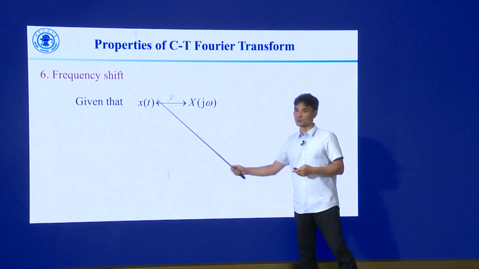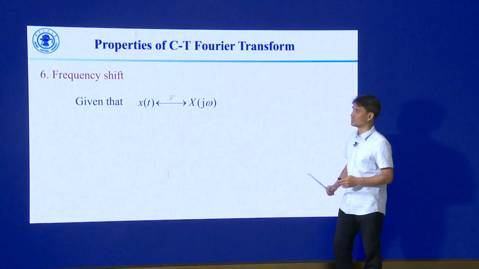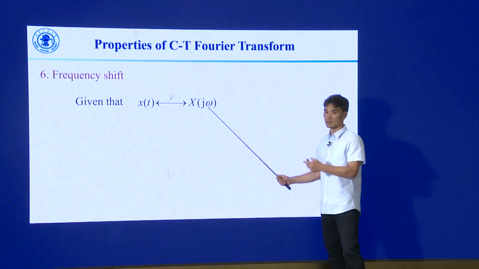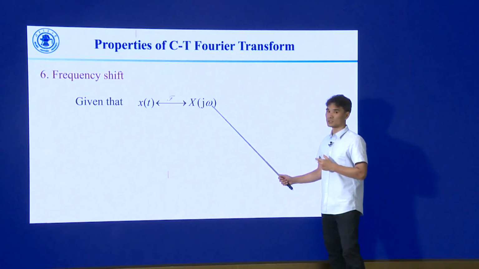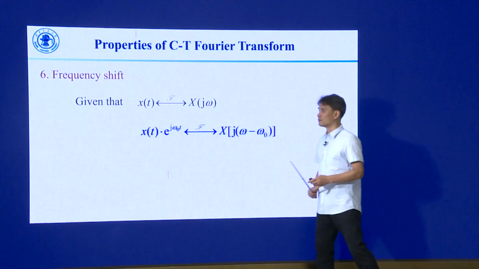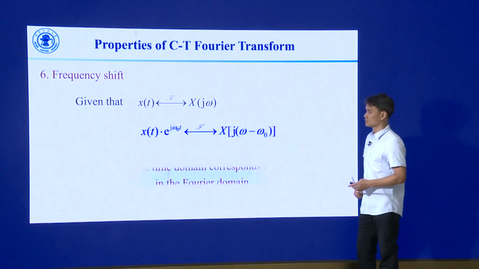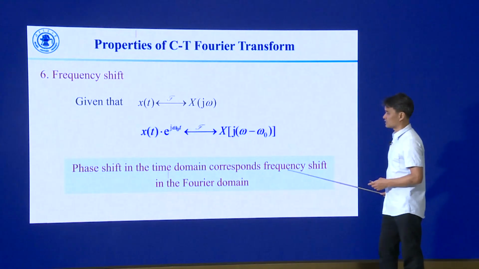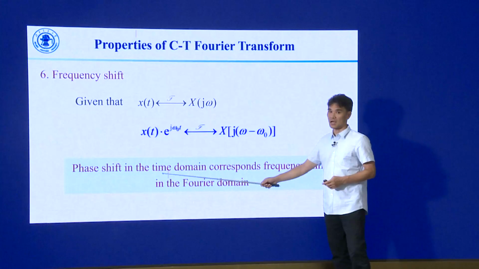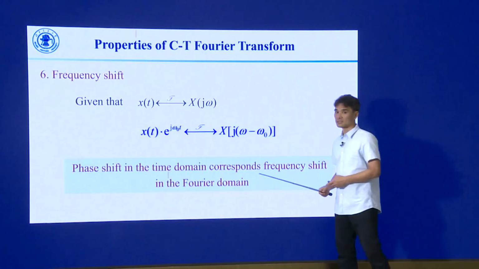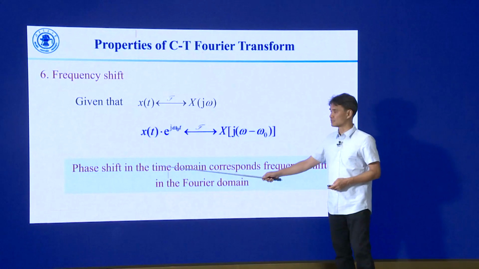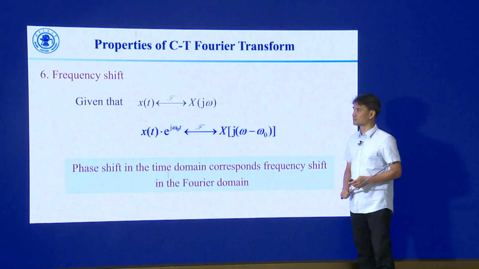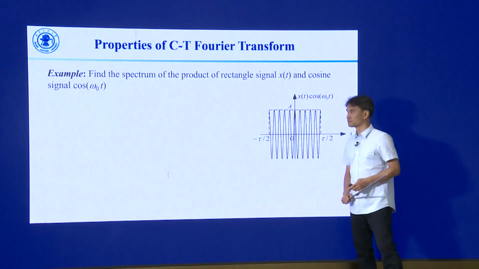So based on the duality, you can predict what's going to happen if you move the spectrum in the frequency domain along the frequency axis. So there will be extra phase shift. So frequency shift in the frequency domain will cause phase shift in the time domain, or you can say it the other way around. Phase shift in time domain causes frequency shift in the frequency domain. And here is one example.